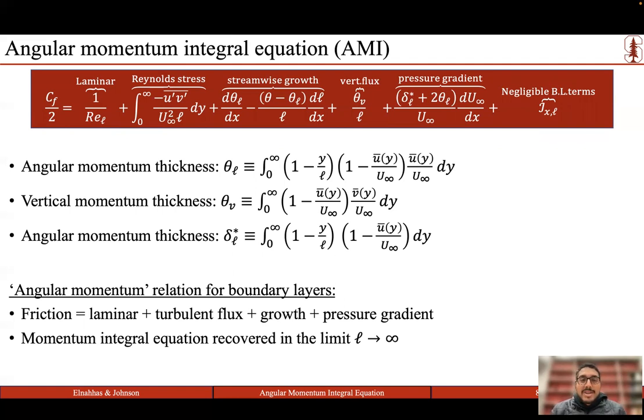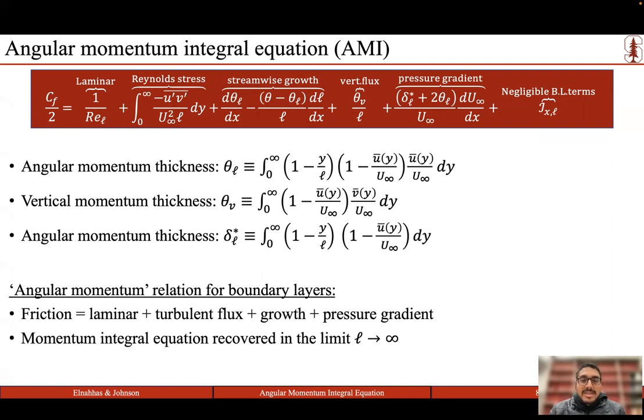One is an angular momentum length scale, which is an analog to the momentum length scale when L is when there is no moment taken about a length scale L. There's a vertical momentum thickness and an angular momentum thickness. And we've shown that by doing this, we've succeeded at decomposing the friction factor into a laminar, a turbulent flux, and all the other terms.